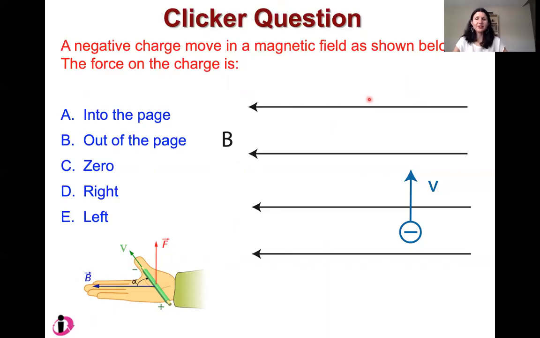All right, so let's do it. V, which is my thumb, points up. Ignore for now that it's a negative charge. My fingers are already pointing towards B, which is towards the left. Which way is the force? My palm is pushing towards me. So the force is out of the board, but it's a negative charge, so we have to flip it. So the answer is A, into the board. Again, this just takes some practice.